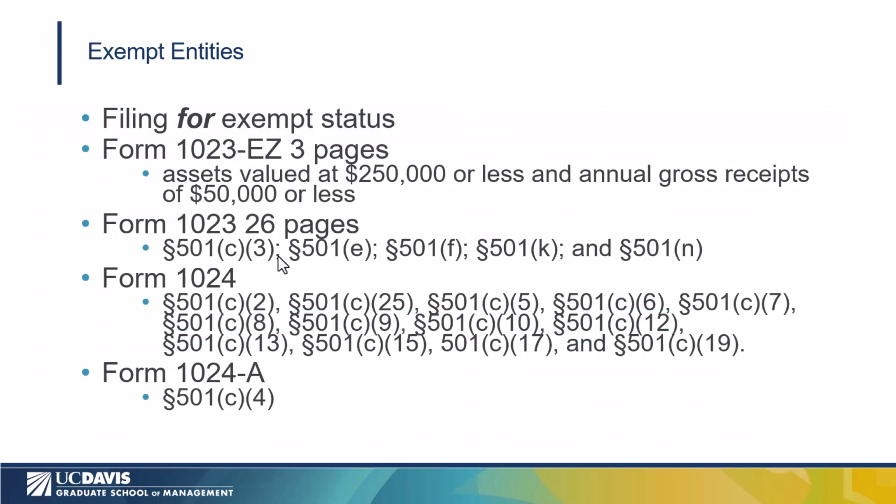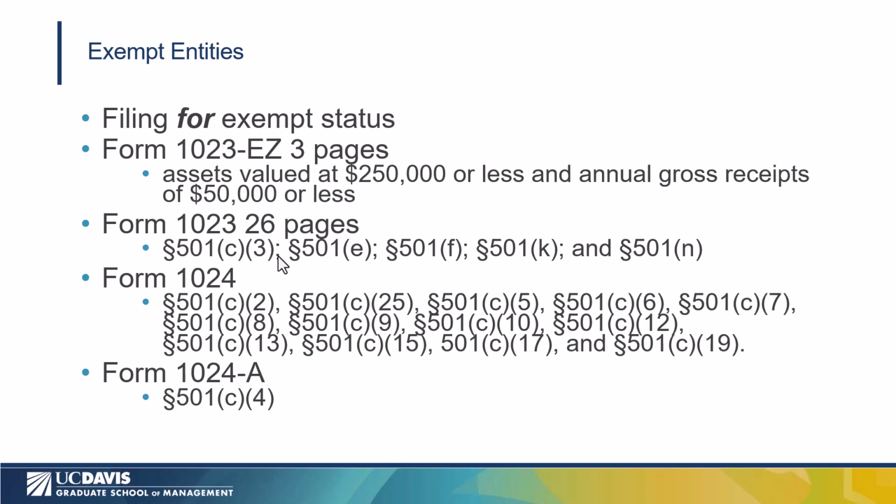Okay, so how do you get exempt status? Well, you request it, right? You file for a request of determination of exempt status. So the first is like the simple page. So if your assets are expected to be valued at less than $250,000 and your annual gross receipts are $50,000 or less. So this is your basic kind of booster club for a high school team or Little League or something like that. So a fairly small exempt status organization. You can file a 1023 easy. It's only 3 pages long. Submit that to the IRS and cross your fingers and hope for a good determination.